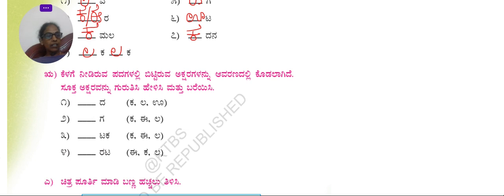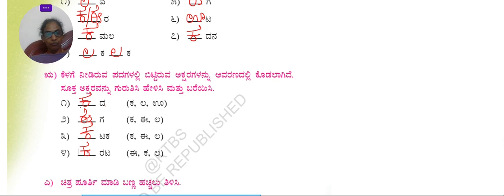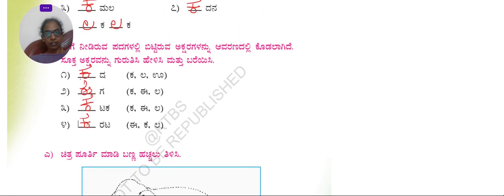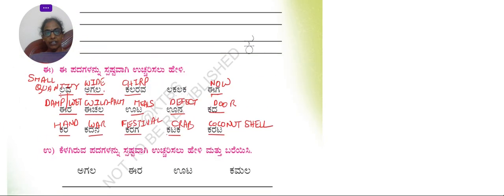So there are blanks given here, and then there are alphabets given as options. You have to pick the correct alphabet and fill in the blank. So this will be kada. Kada means door. Iga means now, at present. Then kataka is a crab. Then karata is the hard coconut shell. And then here you have to just color. Complete the picture and color it. These are also activities here.